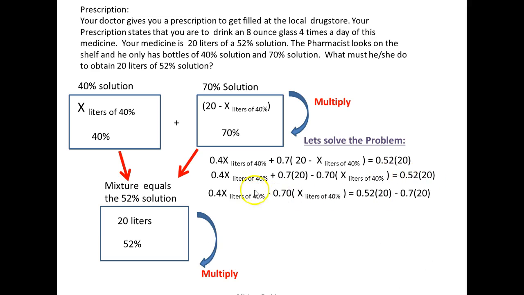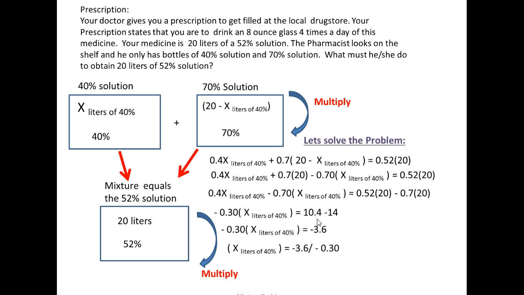Okay. And now we got our X's on one side, and we move our constants to the other side. And 0.7 times 20 is plus here, so once we cross the equal sign, we change the sign to a minus. Okay. So now we have minus 0.3, because minus 0.7 plus 0.4 is minus 0.3, times X equals 10.4 minus 14.